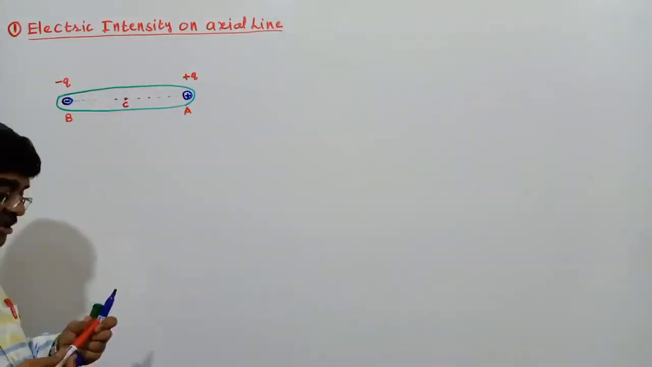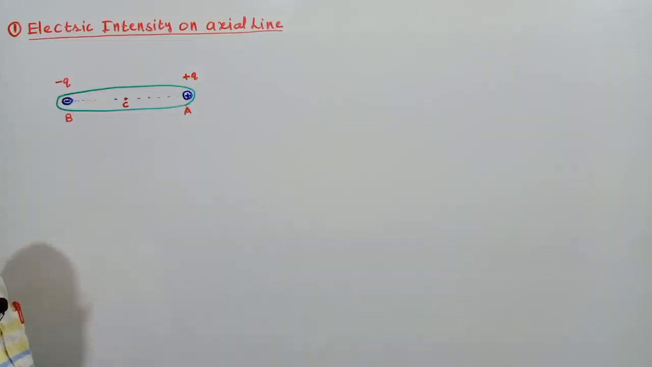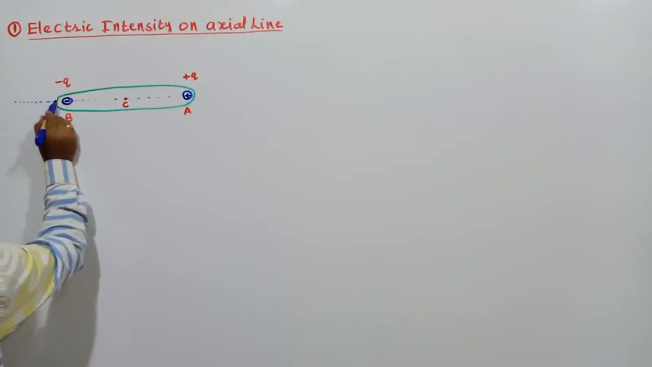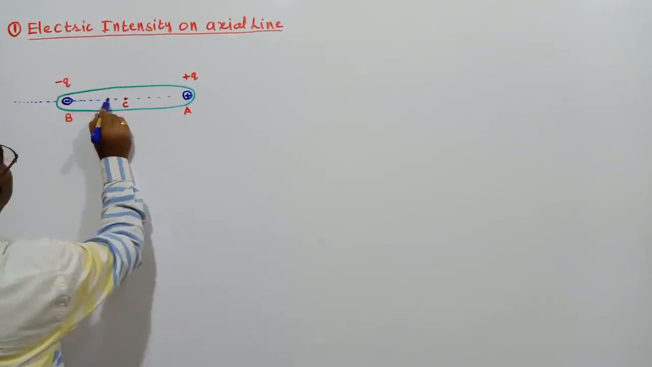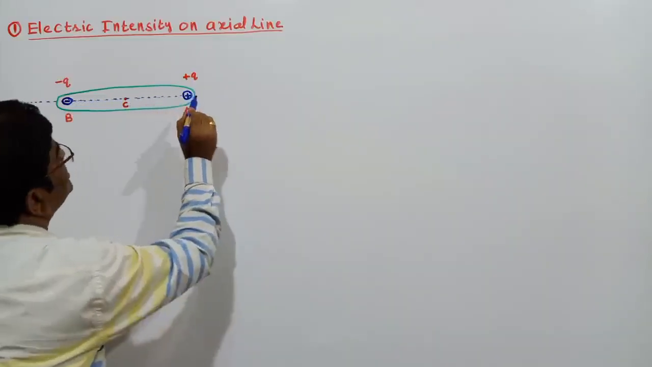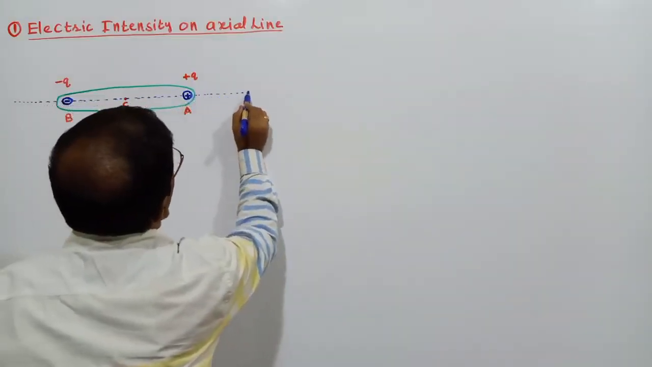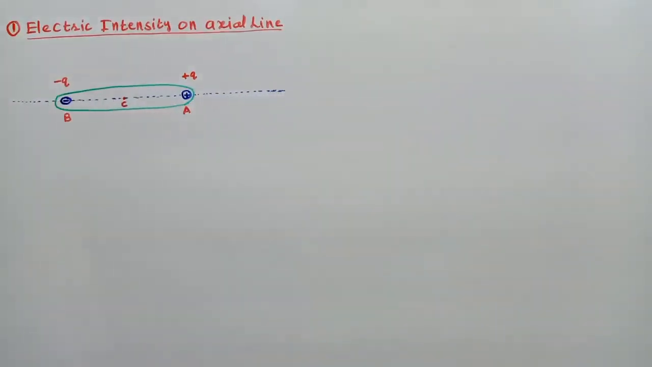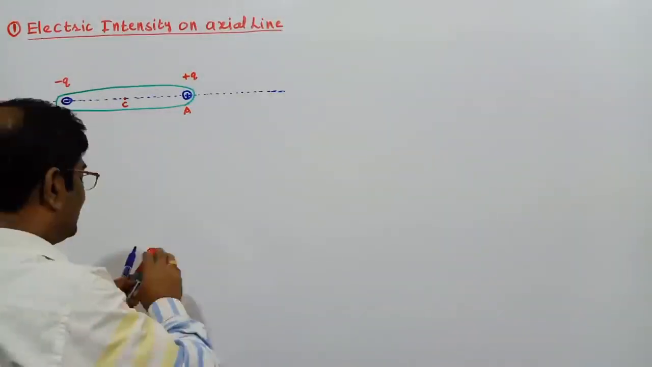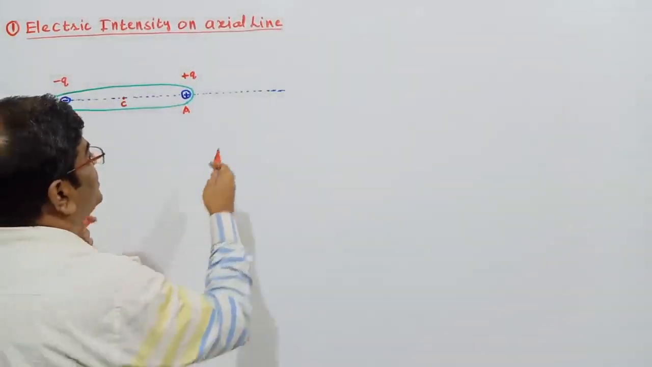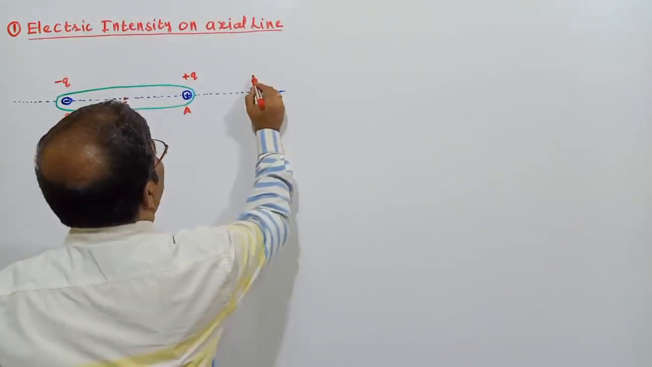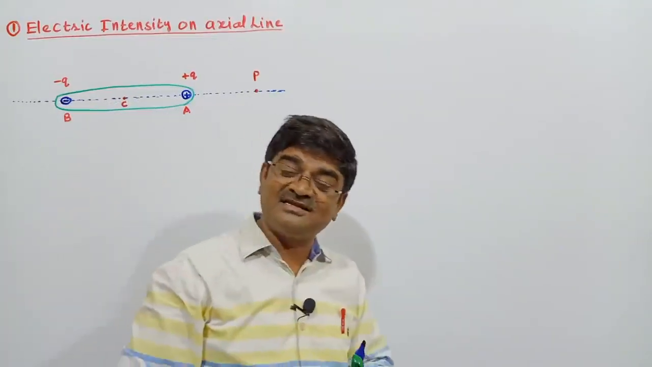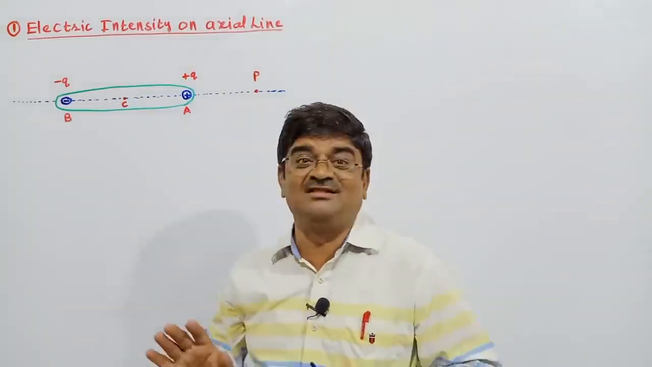Now, as I mentioned, which is my point of interest? A point on the axial line. So let me have an axial line first. A straight line passing through the two charges and center is called the axial line. This is my axial line, you can see. And on this axial line, I have a point P. Where is that point P? On the axial line.